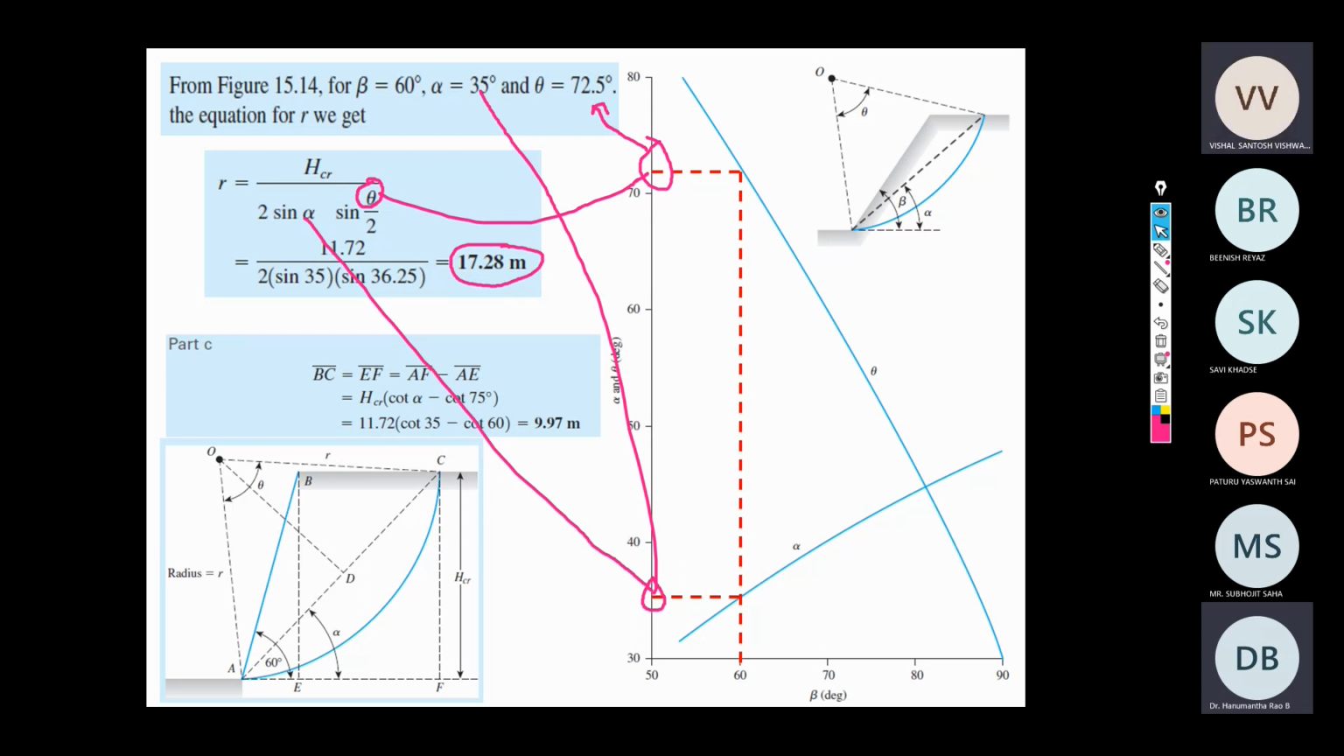Sir, how do you find AE, sir? How to find AE? You take the triangle of this one, na? ABE, because I know this angle, 60 slope angle, and I know BE. BE is nothing but H critical. So it's very simple. Yes, sir. Got it, Vishal?